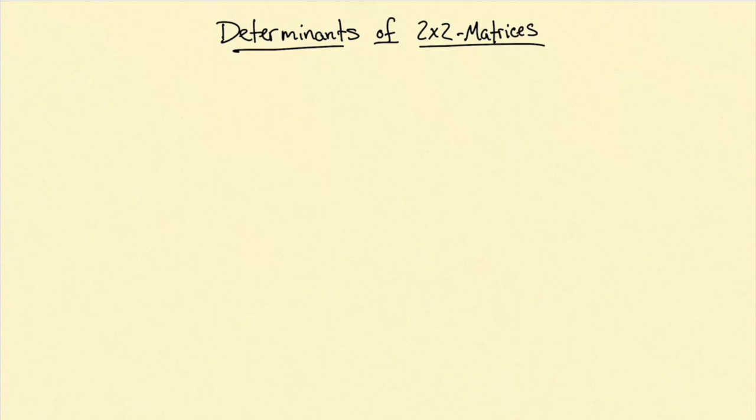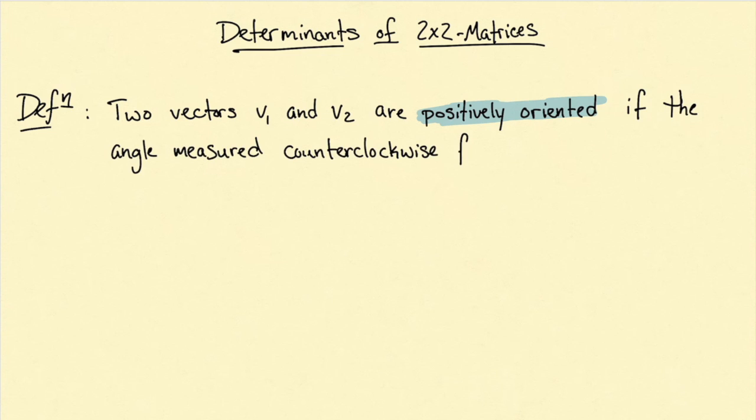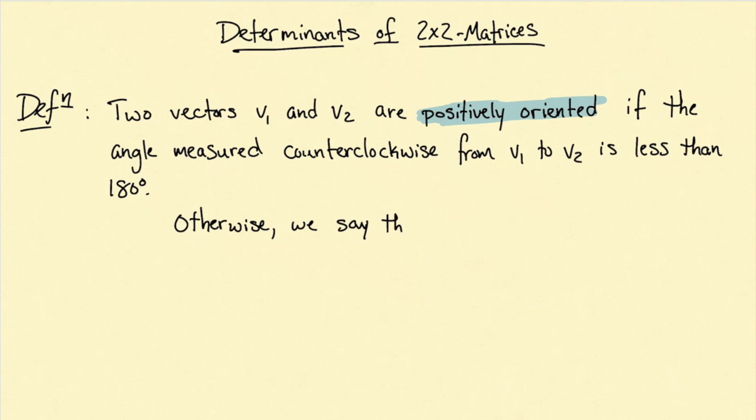In this video, we're going to talk about determinants of 2 by 2 matrices. So we're going to start out with a definition. Two vectors, v1 and v2, are positively oriented if the angle measured counterclockwise from v1 to v2 is less than 180 degrees. Otherwise, we say the vectors are negatively oriented.